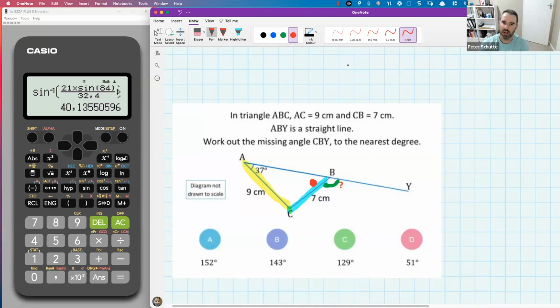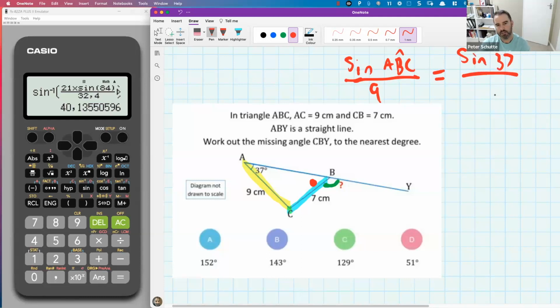So what I really want first is the sine of ABC over 9. I'd probably start like that to give me the sine of 37 over sine of 37 over 7. Yes. And then what we then have to do is try and figure out what this is. But from this, we can work out what that is.